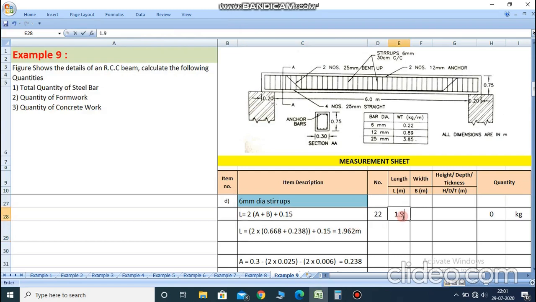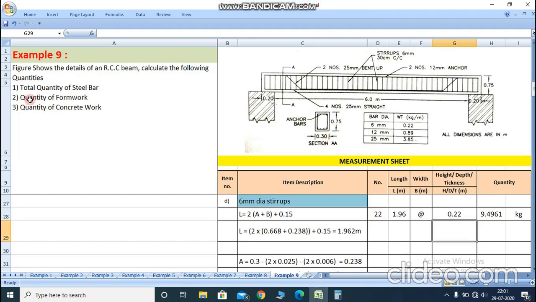So 1.962, at the rate, the diameter of the stirrup is 6 mm and the weight per meter length given is 0.22. So your total quantity is 9.49 kg for the 6 mm diameter stirrups. Here we calculated 22 stirrups are required.